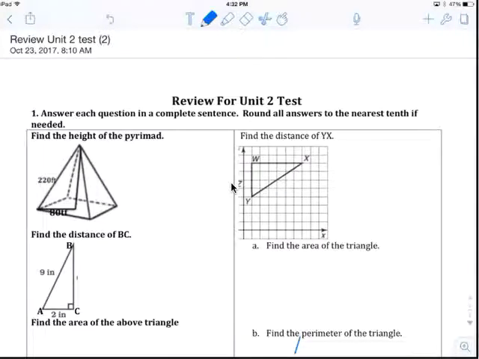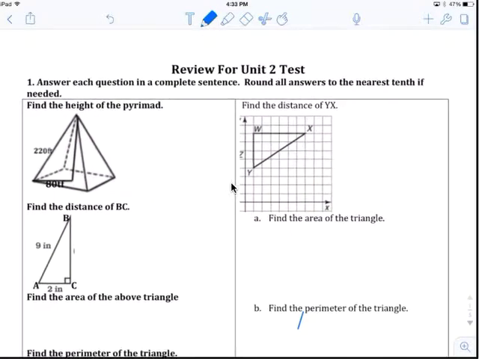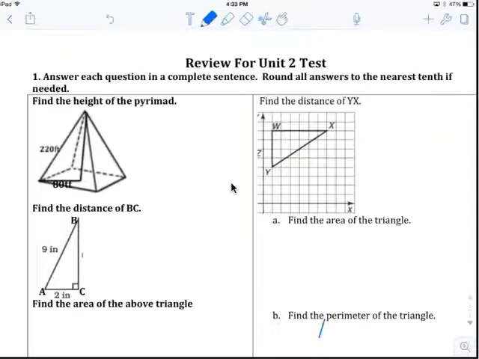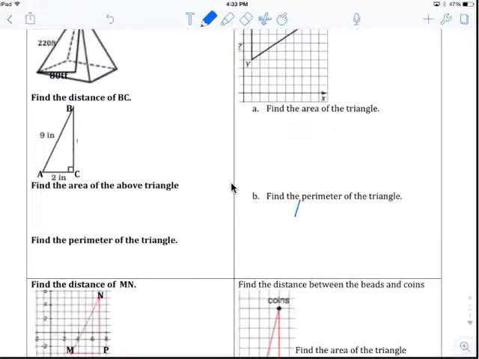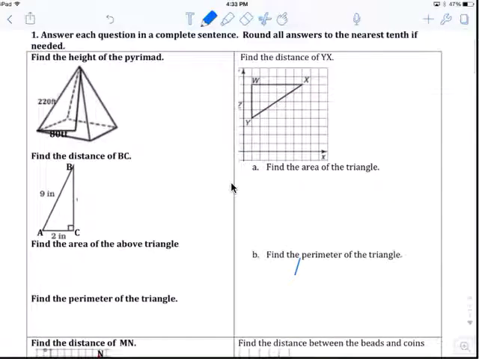This is today's homework. One of my classes I didn't get to do this problem, so I'll do this side and you guys leave room for the other side.